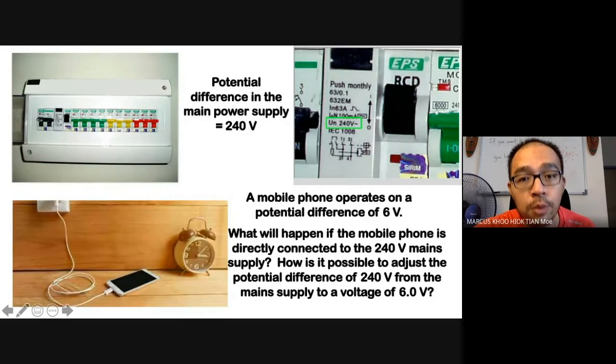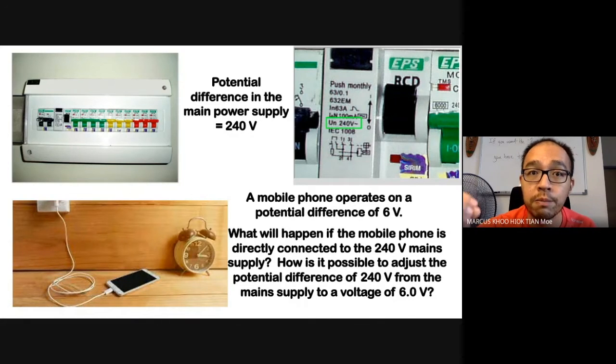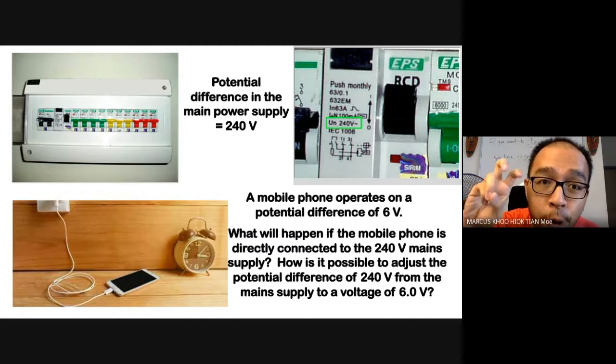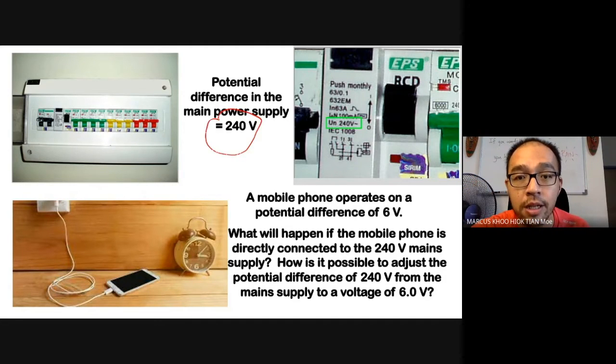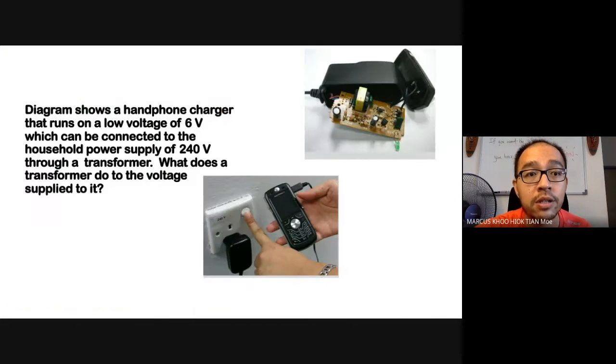Because imagine what will happen if the mobile phone, you connect directly to a 240 volt supply. You provide 240 volts to the mobile phone, you're going to get an exploded mobile phone. So how is it possible to adjust the potential difference? How do you transform the 240 volts to become 6 volts? And this one we use a transformer.